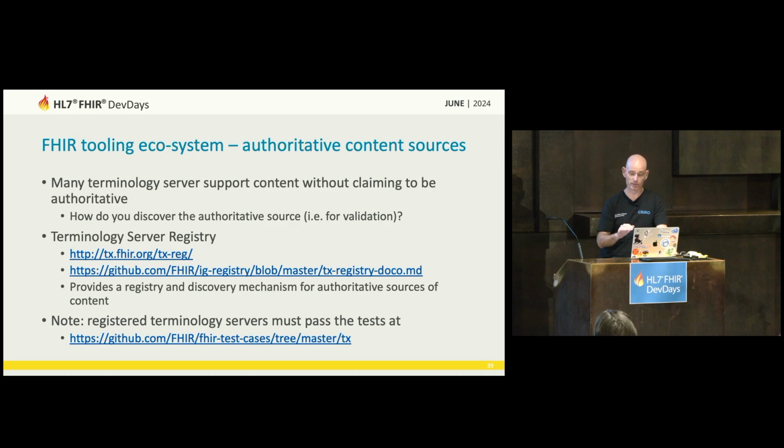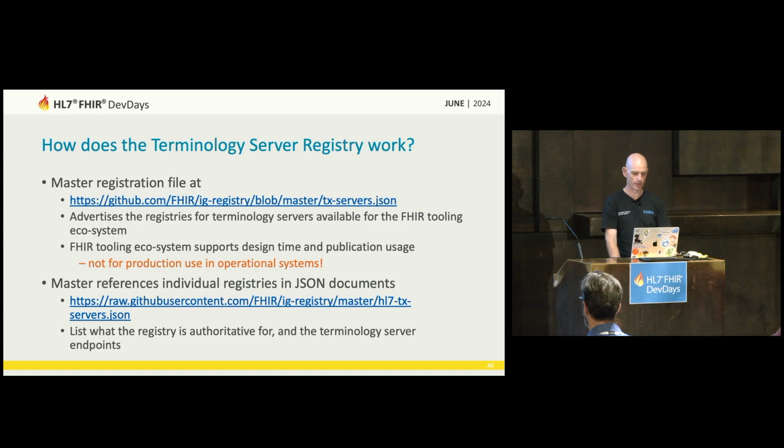So there's a terminology server registry. It's at this URL here, and it's based off this documentation that's in this GitHub repository, which you can go and have a look at. Essentially, that provides a registry and a discovery mechanism for the authoritative sources of the terminology. For a terminology server to be involved in this, it has to pass these tests, which are at this GitHub repository, as well as be able to support certain metadata operations to be in this ecosystem. So how does it work?